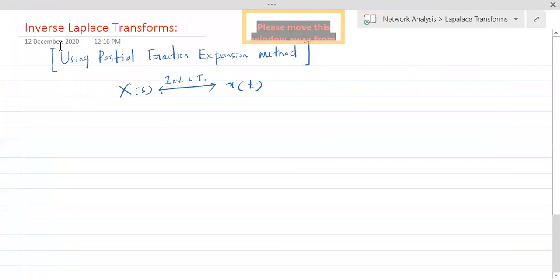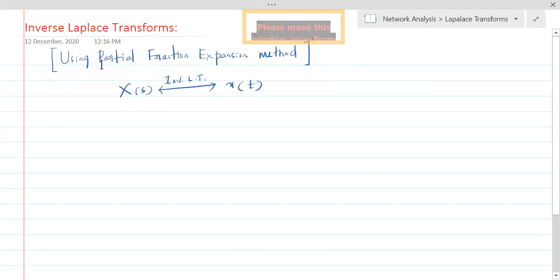So we are doing inverse Laplace transform using the partial fraction expansion method. Since we are asked to find the inverse Laplace transform in this topic, we will be given the signal in the Laplace domain. If we apply the inverse Laplace transform on that, we obtain x of t, the time domain signal. So from the Laplace domain, we have to obtain the time domain signal by applying the inverse Laplace transform.